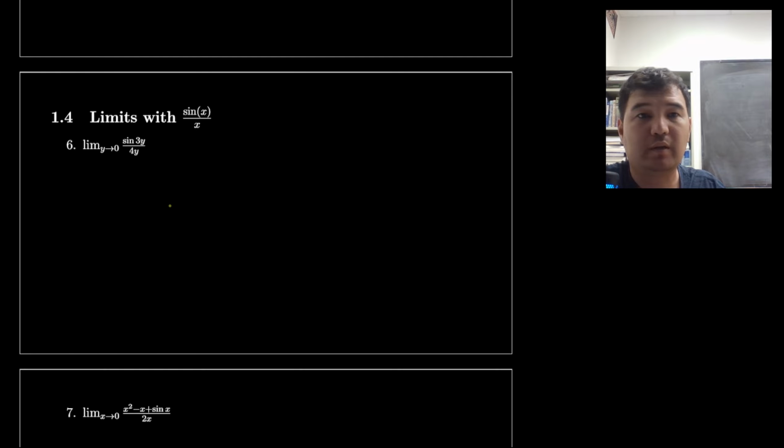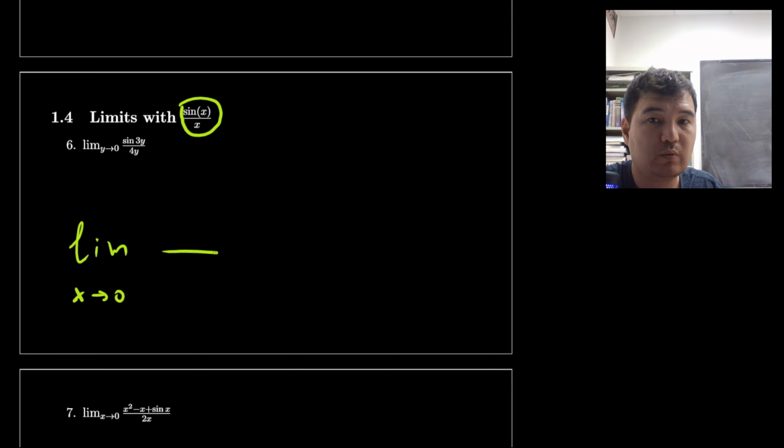Next very important type of limits are limits with sine x over x as x goes to 0. So the rule is the following. This is one general rule.